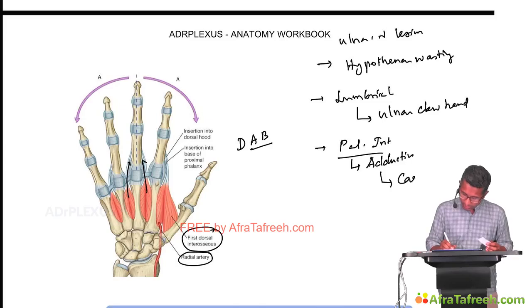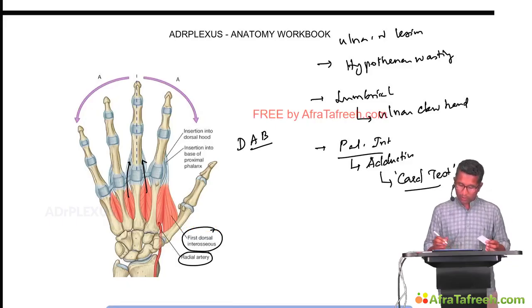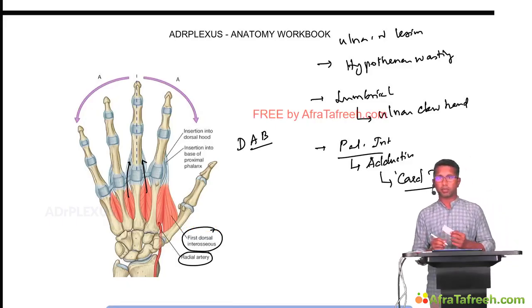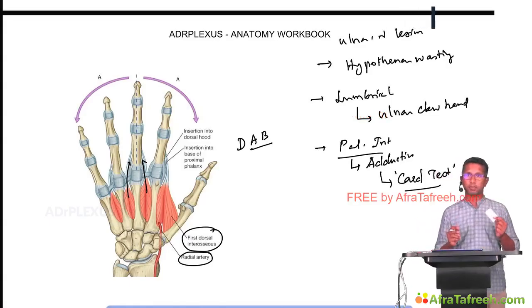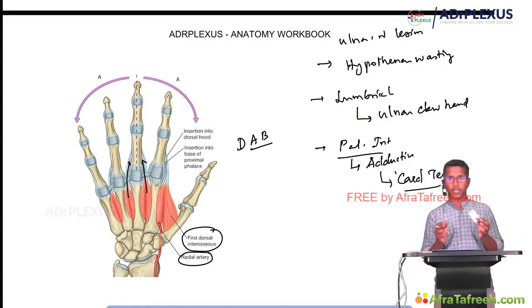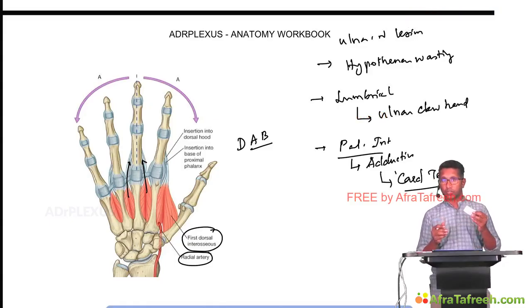test is called as what? This test is called the card test. So these are named tests for the ulnar nerve. The card test is used to check the palmar interossei, and what are they checking? They are checking the adduction of the fingers.